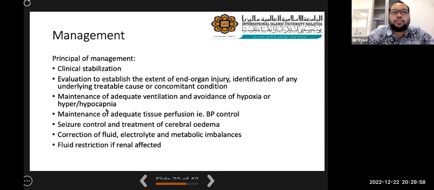So how do we manage? So principle of management, the first thing is always clinical stabilization. We need to stabilize the patient, stabilize the baby clinically.